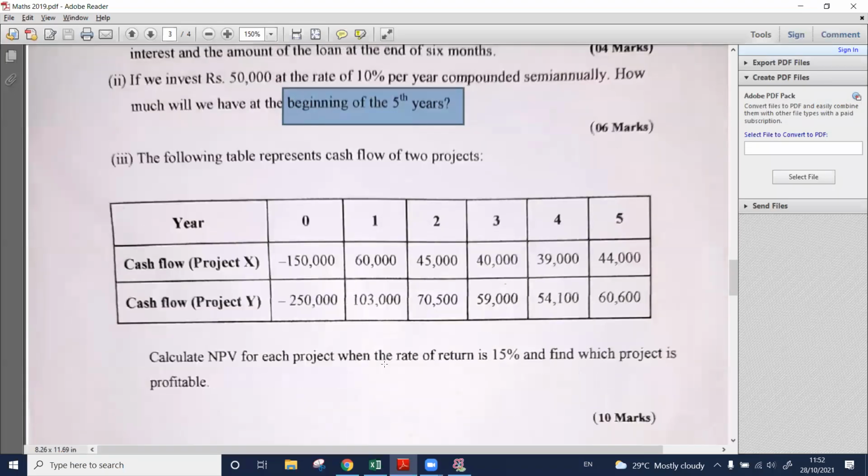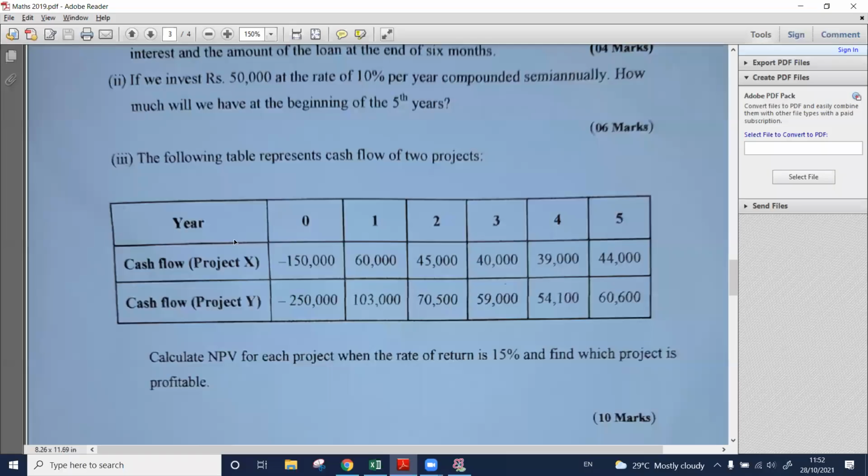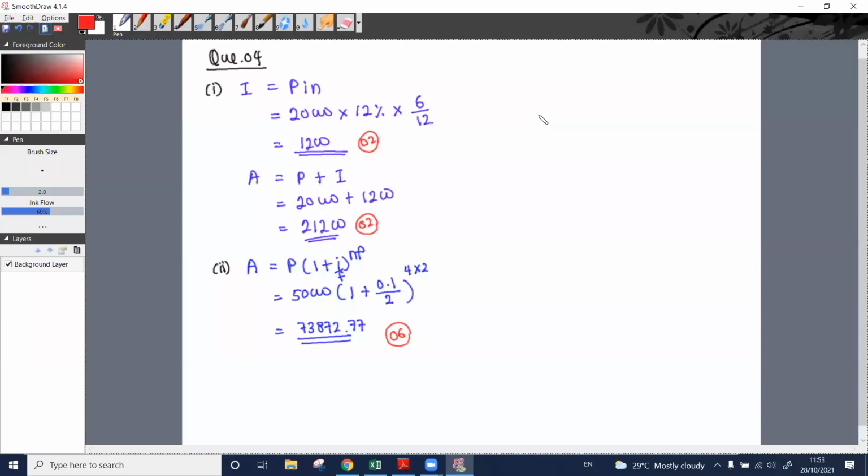Part 3. The following table represent cash flows of two projects, Project X and Project Y. We need to calculate the NPV for each project when the rate of return is 15% and find which project is profitable. Right.